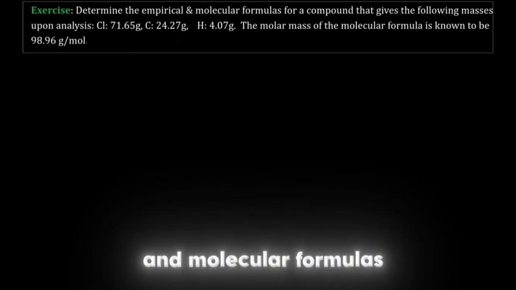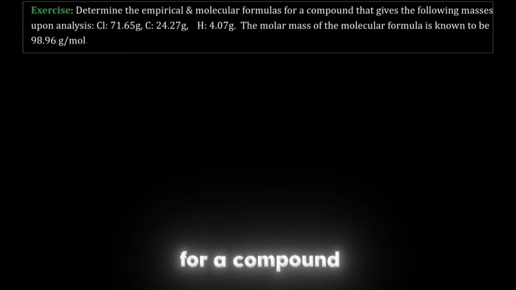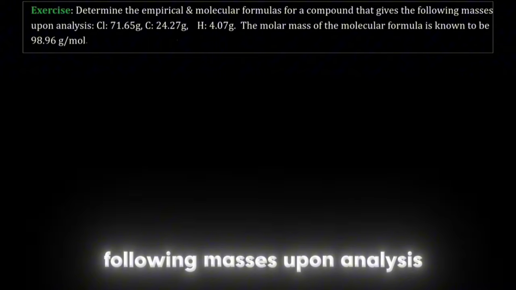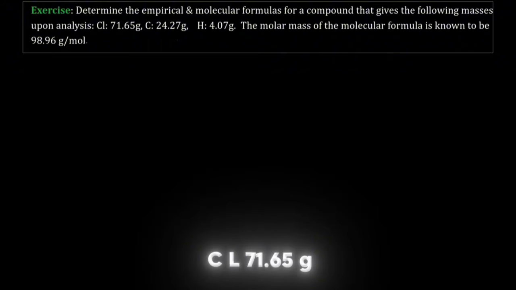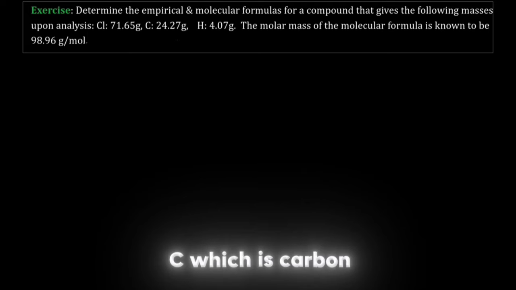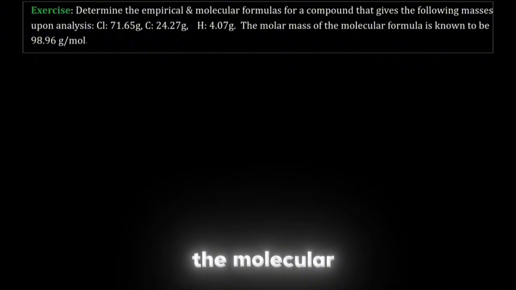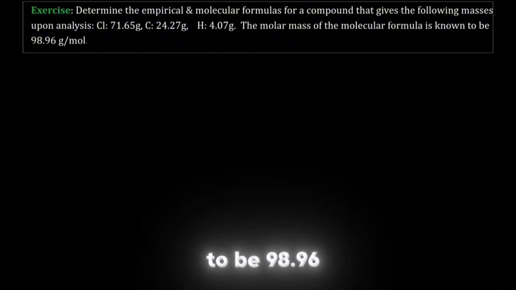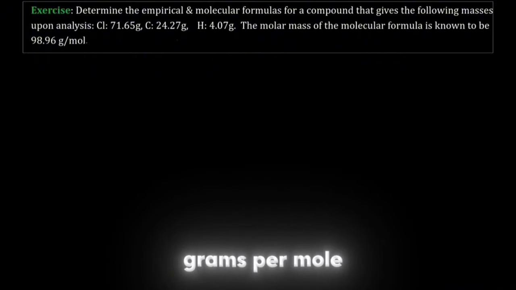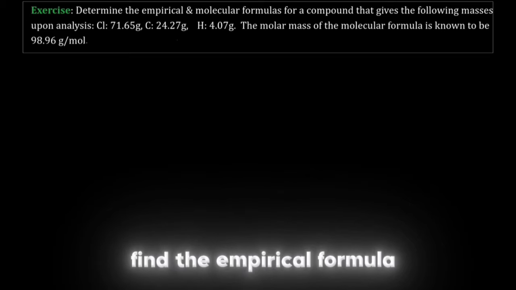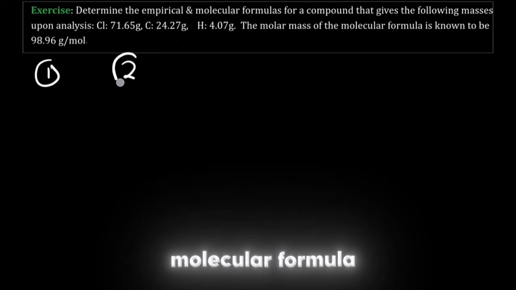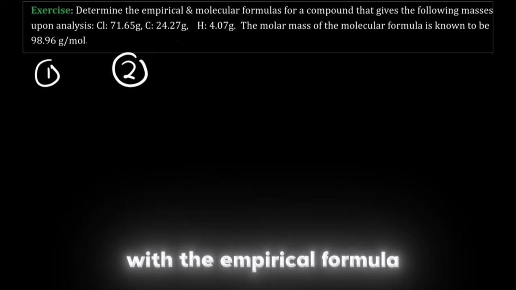Determine the empirical and molecular formulas for a compound that gives the following masses upon analysis. Cl 71.65 gram, C, which is carbon, 24.27 gram, hydrogen 4.07 gram. The molar mass of the molecular formula is known to be 98.96 gram per mole. In this question, we have to find the empirical formula and two, the molecular formula. Let us start with the empirical formula.